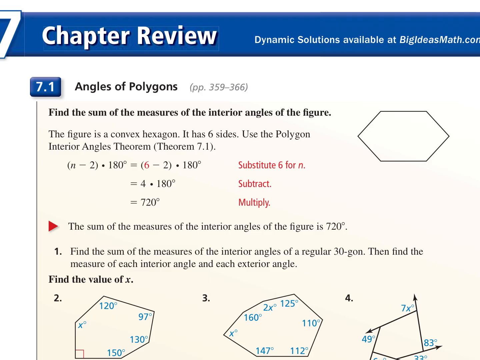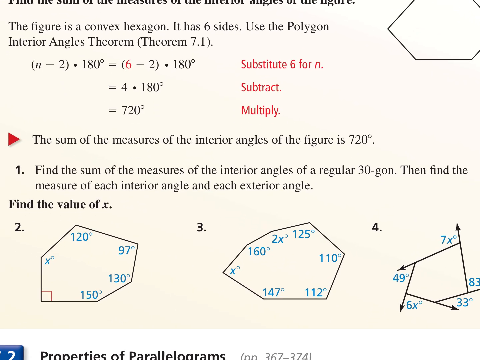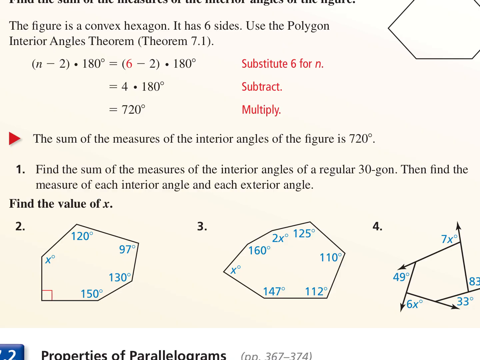7.1, angles of polygons. The first question says, find the sum of the measures of the interior angles of a regular 30-gon. Then find the measure of each interior and each exterior angle. I told you guys there's a difference between sum and each. Anytime you see the word each, you are going to be dividing.